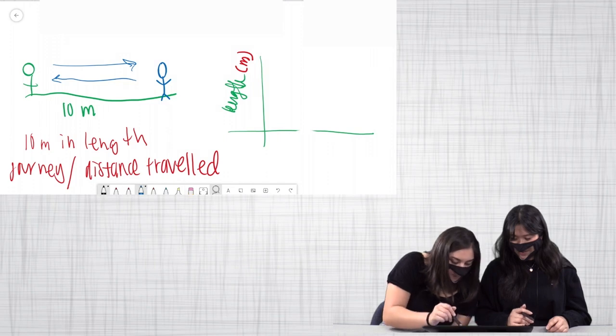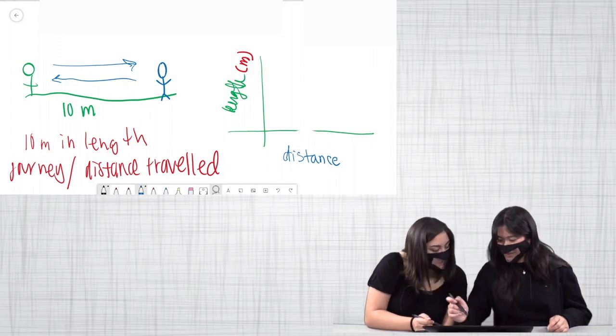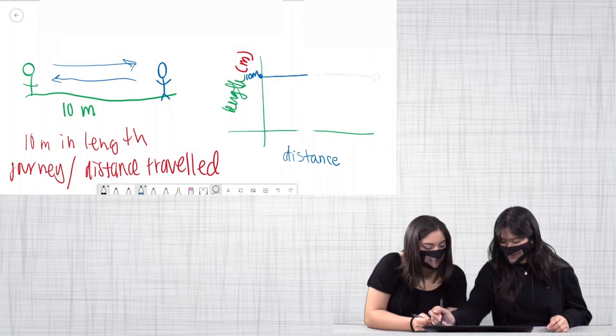What would this graph look like if we were graphing the length versus the distance traveled? Wouldn't it be horizontal, if this is 10? And it would literally just go straight across.